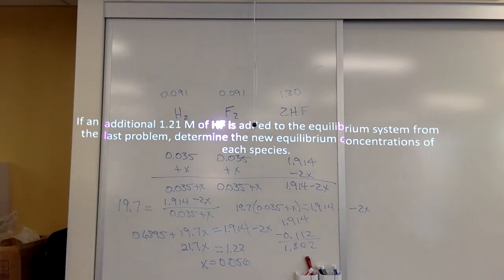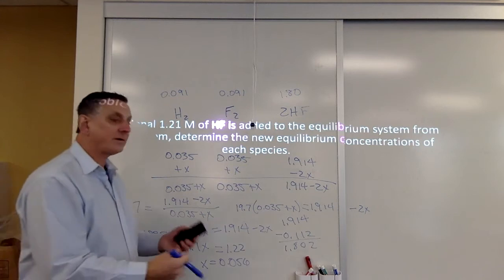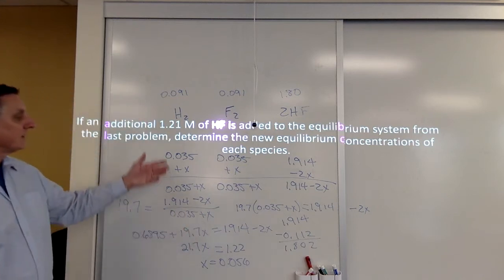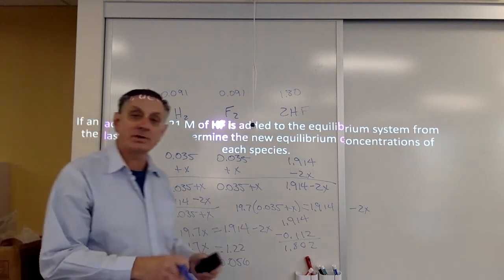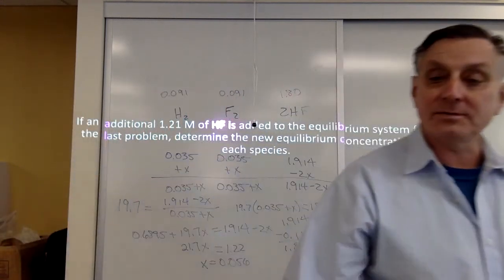All right, that's how we do these problems. We add some, it shifts it. How far does it shift it? Solve for x. So these are the new equilibrium concentrations after we've added the 1.21 molar of HF.